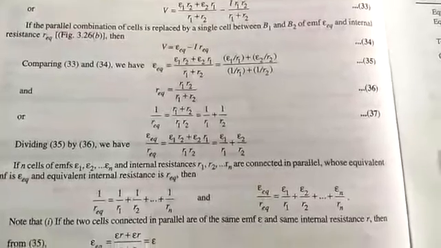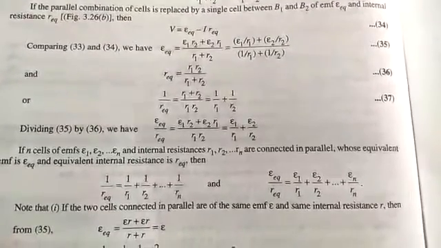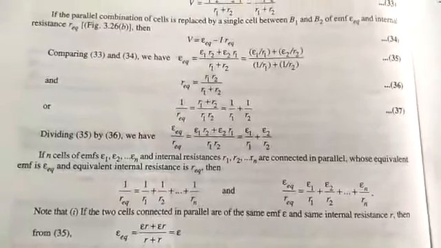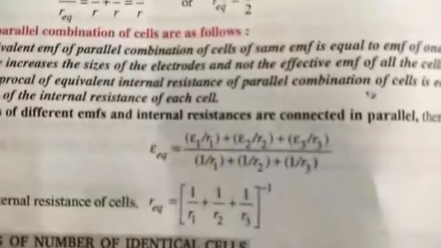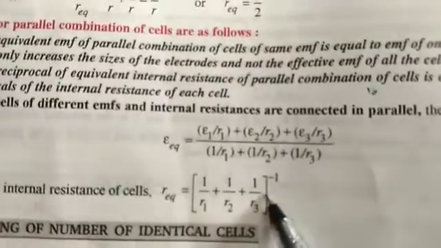And now if two unidentical cells are connected in parallel, their equivalent EMF will be this, and the internal resistance, if you want to find out, will be this.